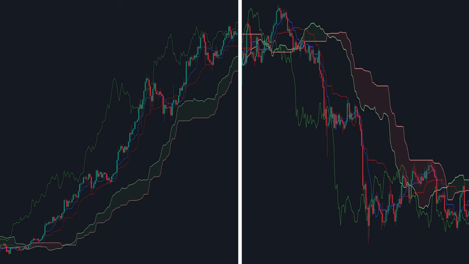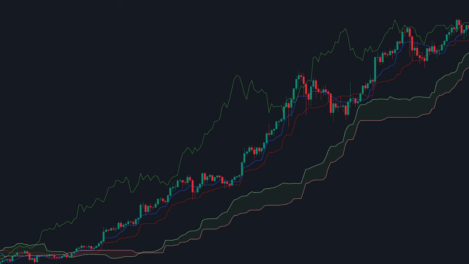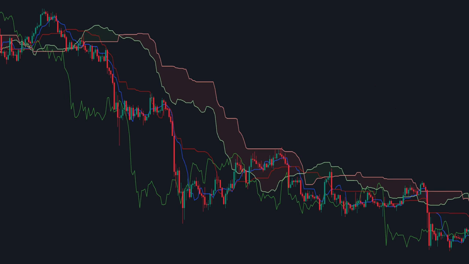In both bullish and bearish trends, each line within the Ichimoku indicator serves a distinct purpose, acting as either support or resistance. During bullish conditions, the bottom of the Kumo cloud provides robust support, followed by the top of the Kumo, baseline, and conversion line. Conversely, in bearish trends, the top of the Kumo acts as the strongest resistance, followed by the bottom of the Kumo, baseline, and conversion line.